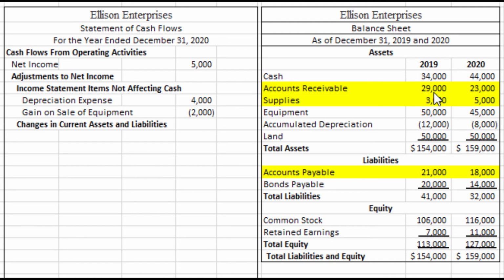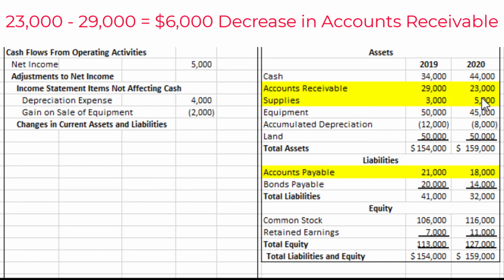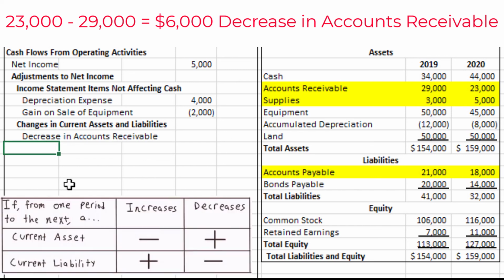We can see that there was a $29,000 balance in 2019, and in 2020 there was a $23,000 balance. So the difference between those two numbers is $6,000. So that tells us that there was a $6,000 decrease in accounts receivable. So that's exactly what we're going to put on the statement, a decrease in accounts receivable. Now here's when you have to revisit that chart. If we have a decrease in a current asset, like accounts receivable, the chart tells us that we actually have to add that back to the statement of cash flows. So the amount of the decrease was $6,000, so we're going to add $6,000 on this statement.